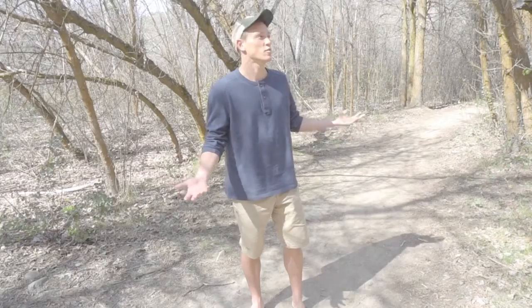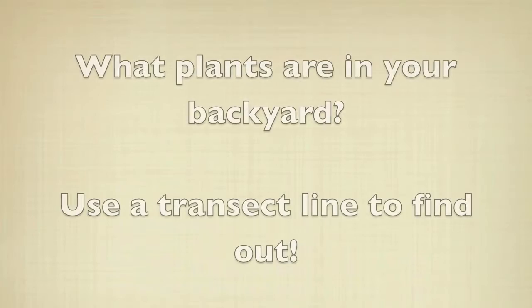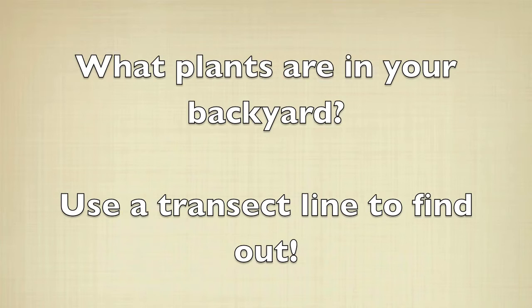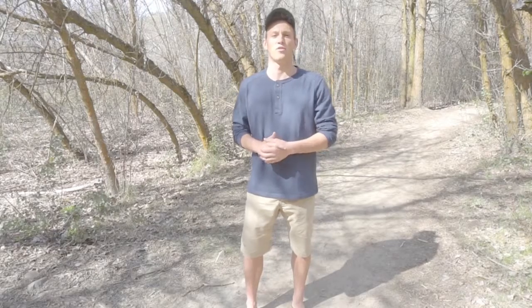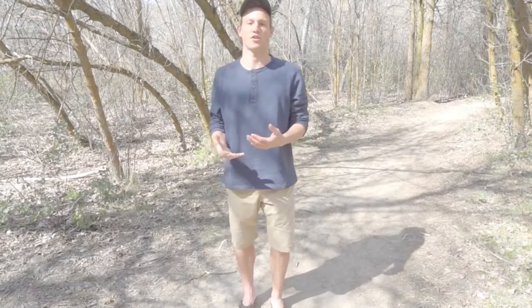In southern Idaho, spring is here, and the insects and the birds are starting to make their songs. So we're going to be using what's called a transect line. A transect line is used in ecology to study biodiversity in a given area.